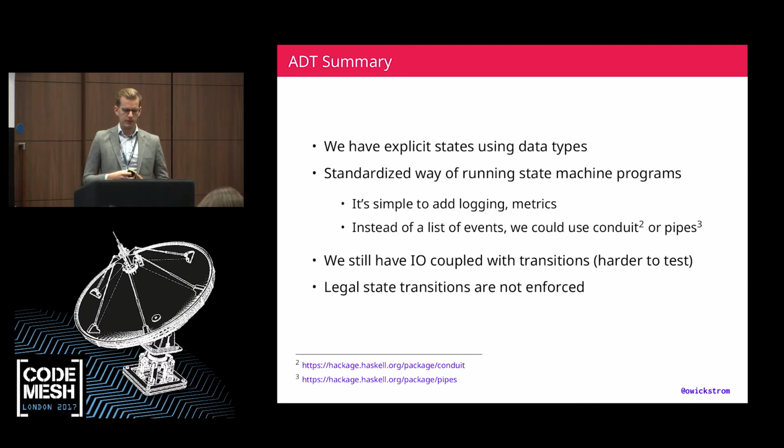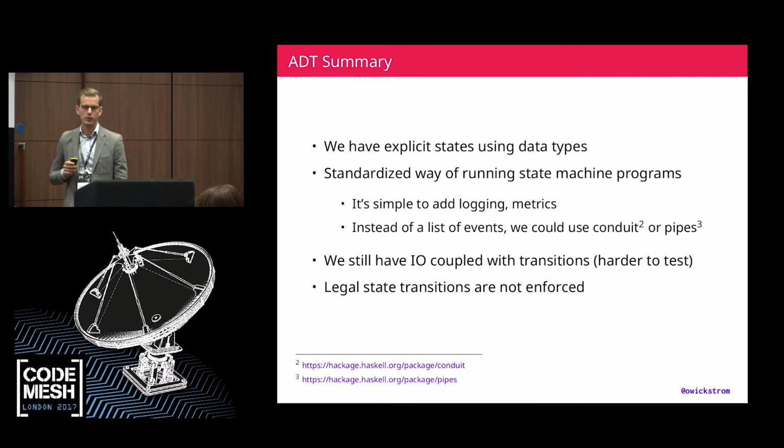But one problem is that transitions are currently coupled with I/O, which means we can't test the state machine in a pure setting. So that might become a problem. And while illegal states can't be constructed because we have our data types, illegal transitions between states can be made. So we can make a mistake in our implementation and do an invalid transition between states. And the compiler wouldn't be angry about that.